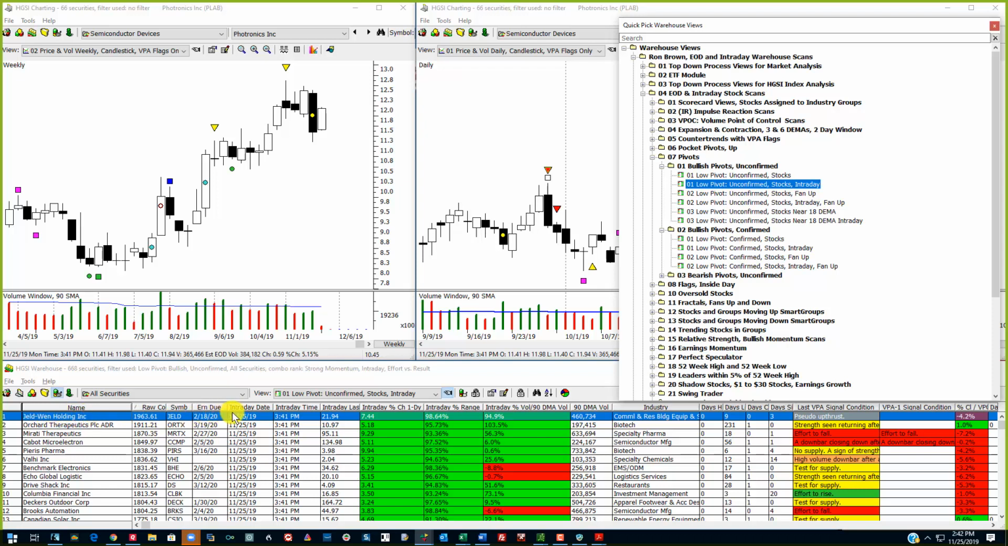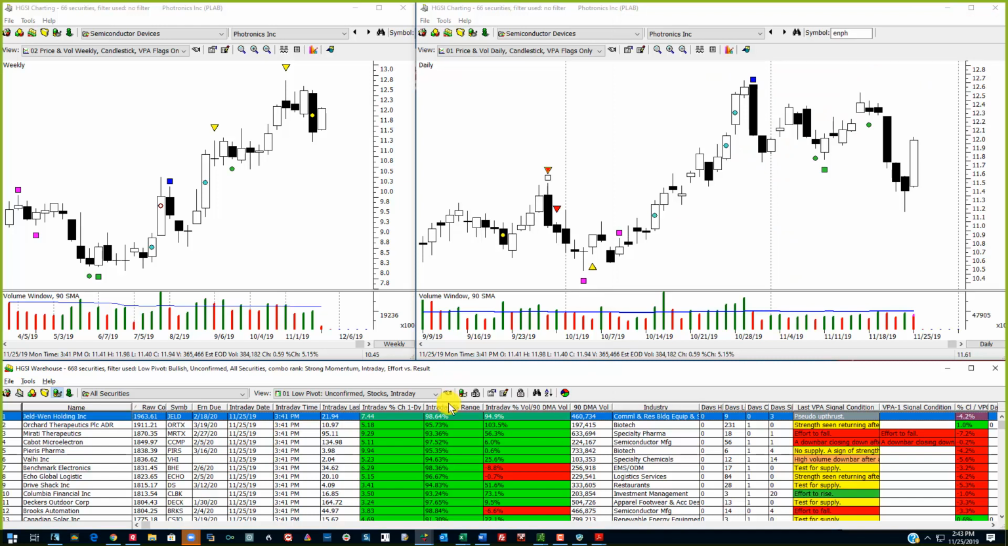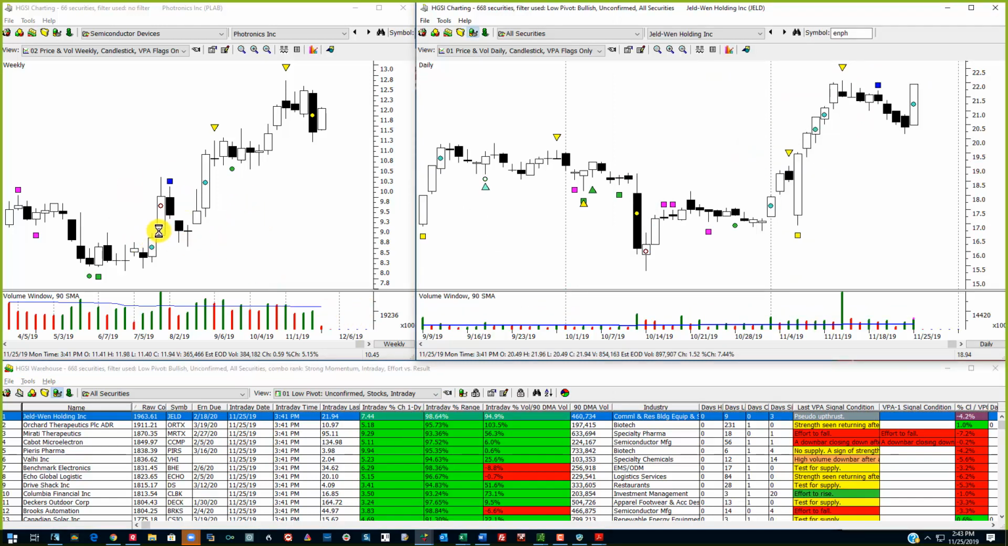Genweld Holding says commercial and residential building and equipment. That's a group it's in. It is up 7.44% today, trading near the top of its daily range on heavier volume. So let's take a look at this. I'm going to start over here on the weekly chart.